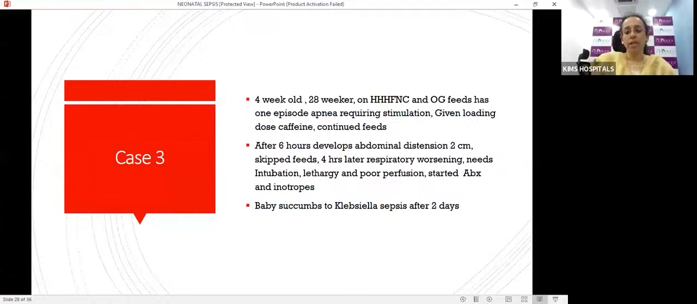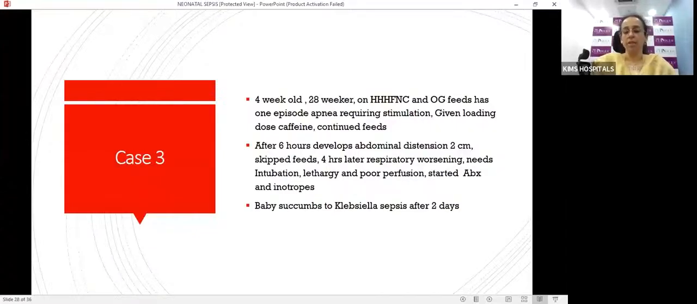Now let us see another case. This is a baby who is 4 weeks old now. It is a 28-weeker. This baby is on HFNC and on full OG feeds. The doctor on duty noticed that the baby had one episode of apnea requiring stimulation. So only a caffeine loading dose was given and the baby was continued on the feeds. There was no further evaluation done for the baby.